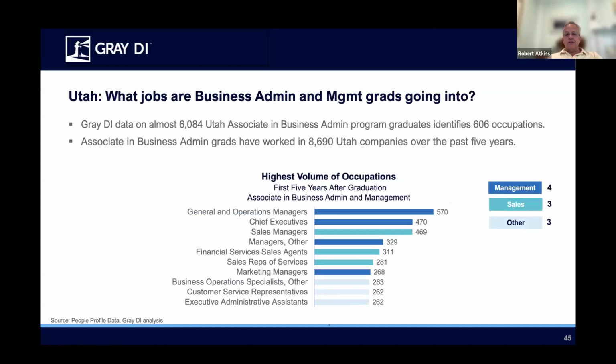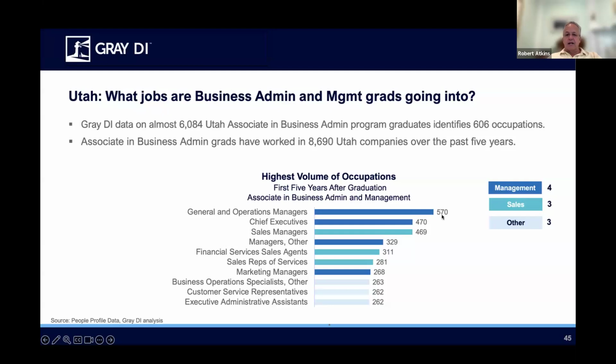What jobs are business administration management people actually going into? This is the largest program in the United States, business administration and management, that is. And in Utah, it's interesting to see what happened to those graduates. In that first 5 years after graduation, this list would get even more eclectic if we looked out further than that. Good news is they studied management.